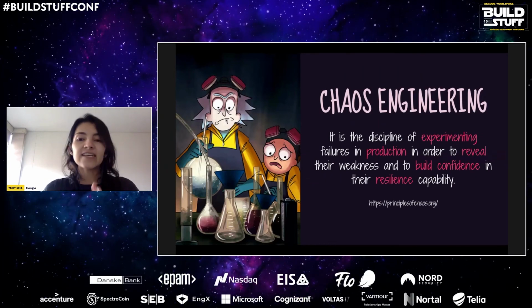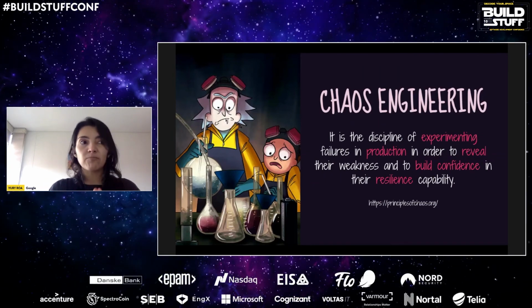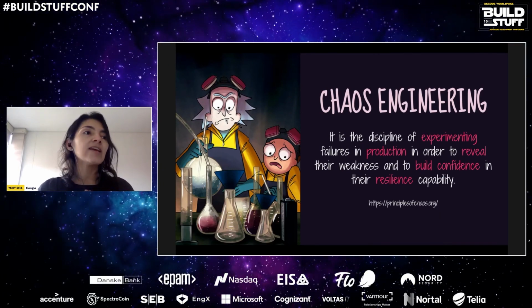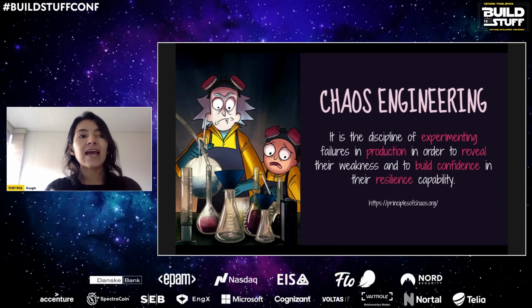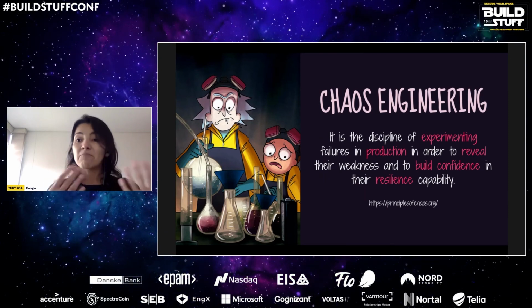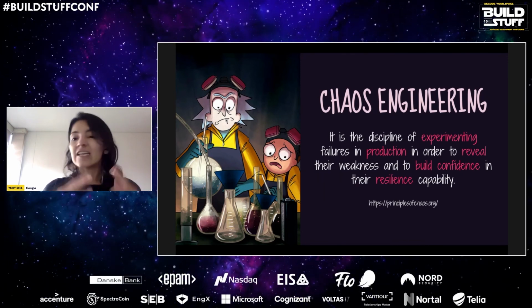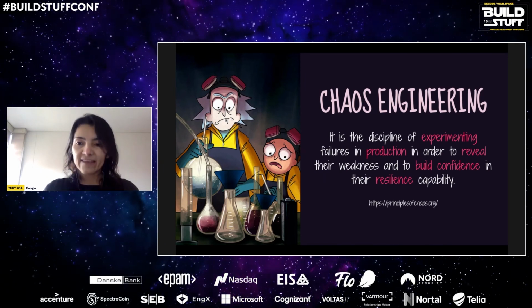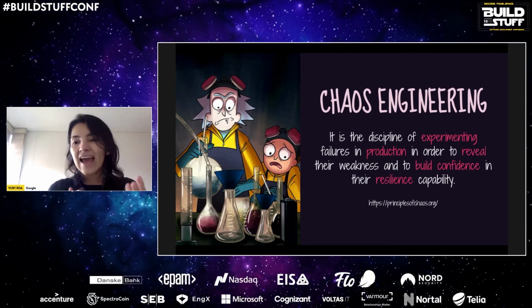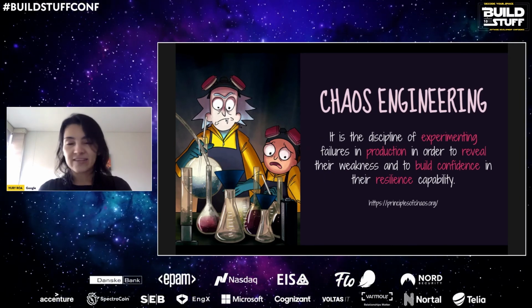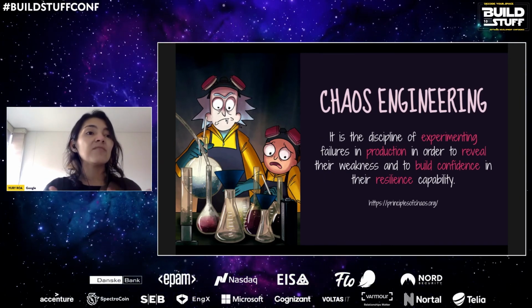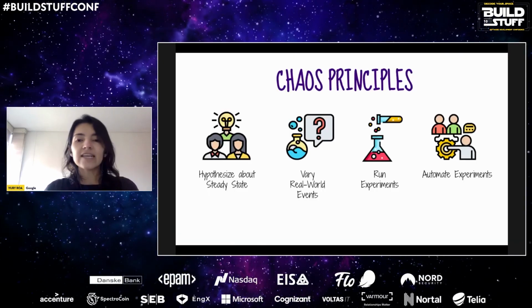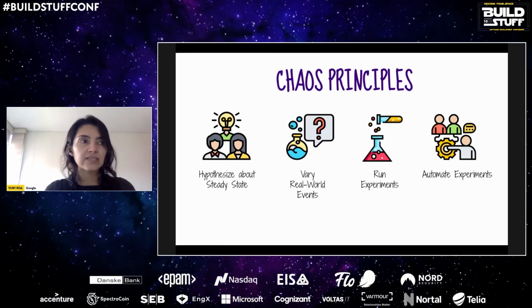Chaos engineering is the discipline of experimenting on failures in production in order to reveal weaknesses and to build confidence in the system's resilience capability. This definition was taken from the Principles of Chaos website, which contains a manifesto for chaos engineering in many languages. That is a great source if you want to study chaos engineering. So I like to see chaos engineering as a proactive mechanism for detecting availability black swans before they happen. Chaos engineering is practiced following these four principles.